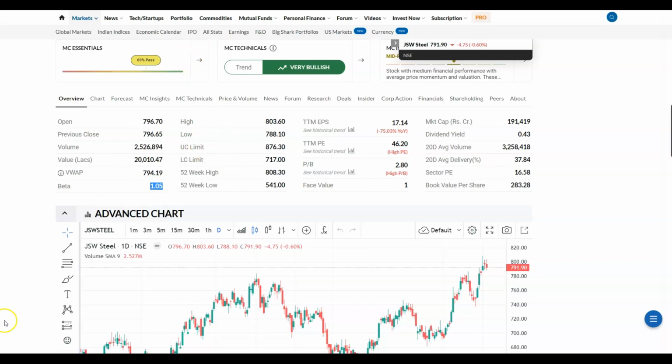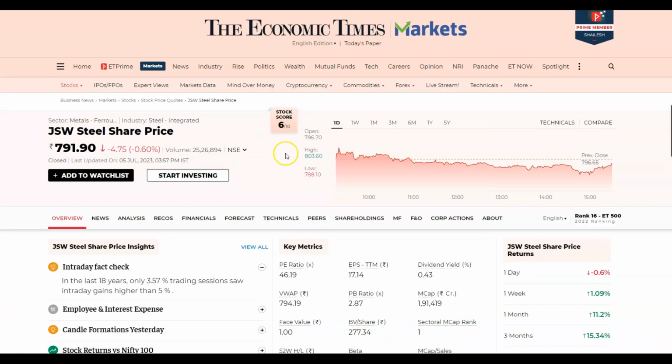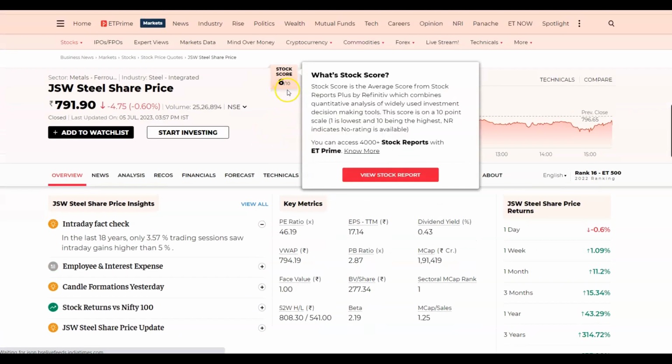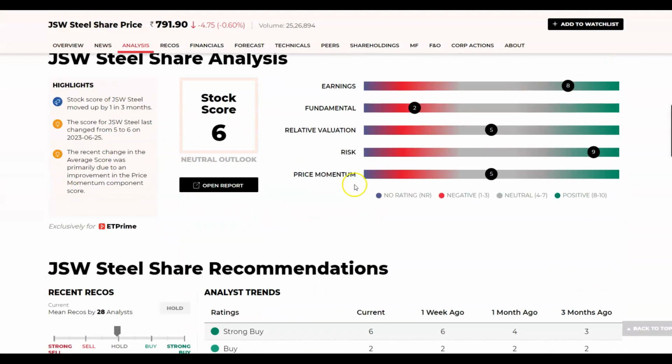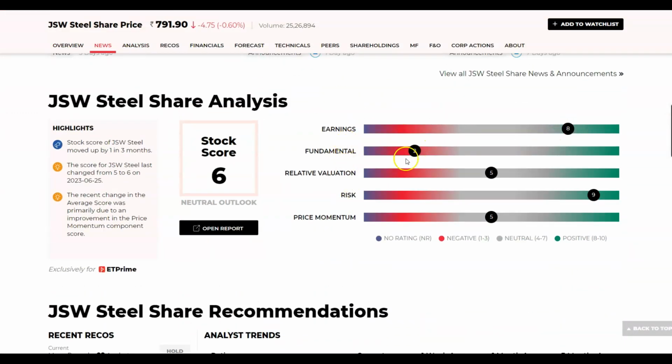Now if we look into the stock score, the stock score for JSW Steel is coming out to be 6 out of 10, and the earning is 8, fundamentals is 2, relative valuation is 5, risk is 9, and price momentum is 5.